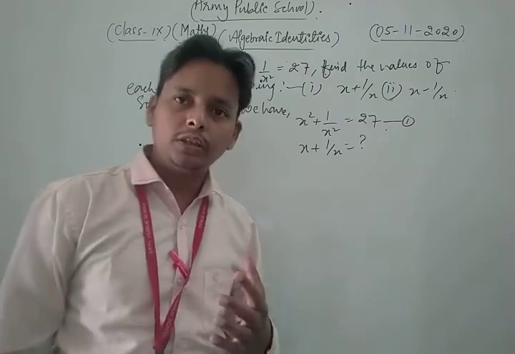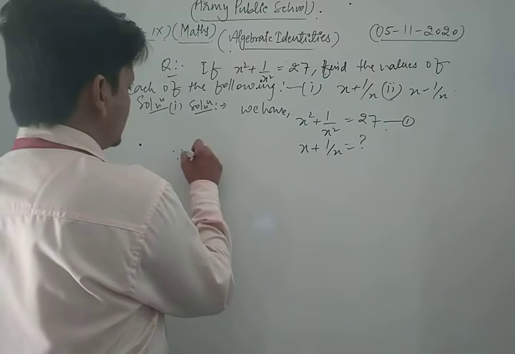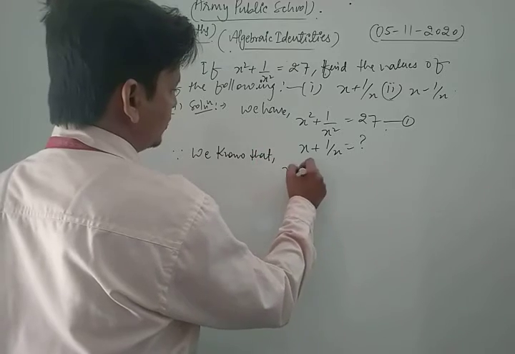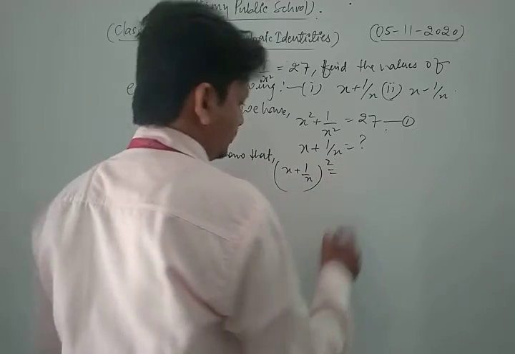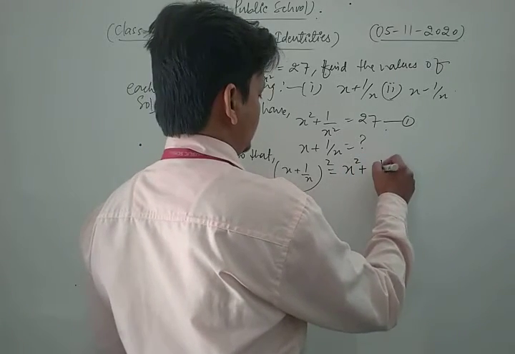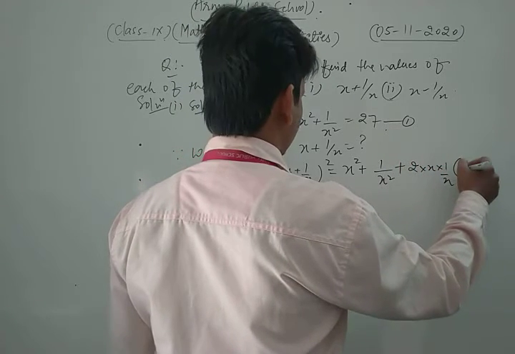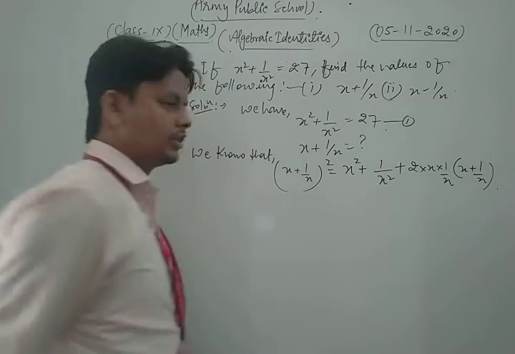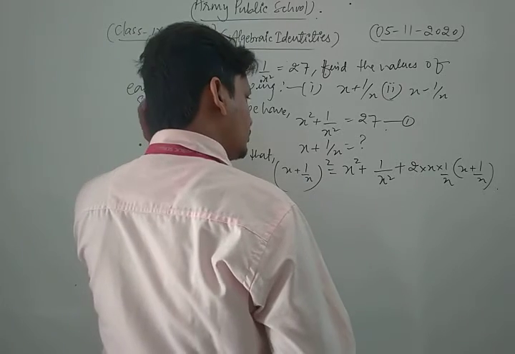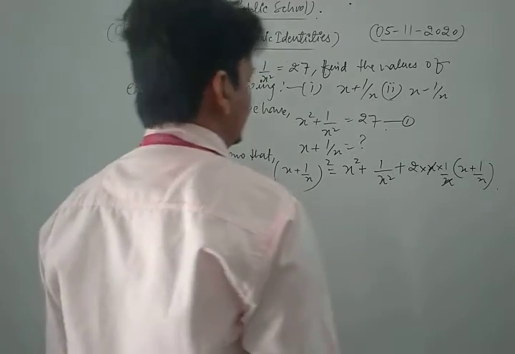Now, dear students, here we apply the formula for (a + b) whole square. Since we know that (x + 1/x) whole square is equal to, look, a² + b² + 2ab. This is the formula for that. Okay, now look what I do. Dear students, look here, x cancels out.